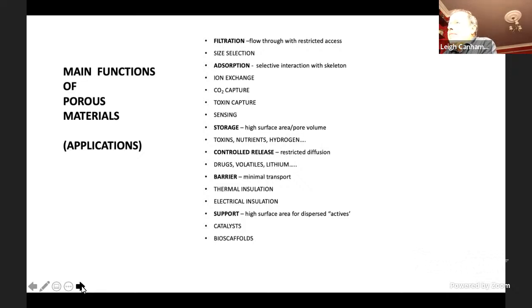So porous materials, be they meso, micro, nanoporous, one of the good functions is filtration. Another is adsorption of things. A third is storage of things. A fourth is controlled release. And they're sometimes used as a barrier or a support. So those are some of the broad functions which can lead a nanoporous material to be considered by a number of different industries.